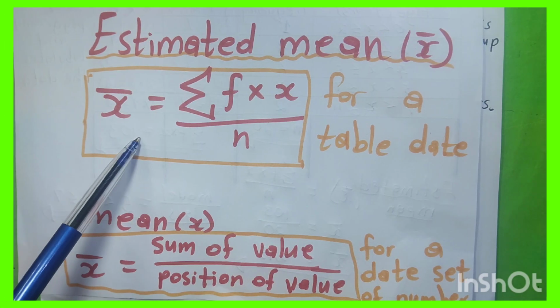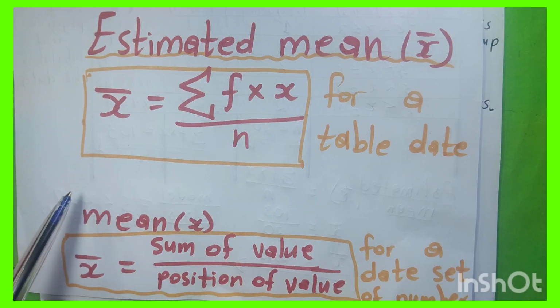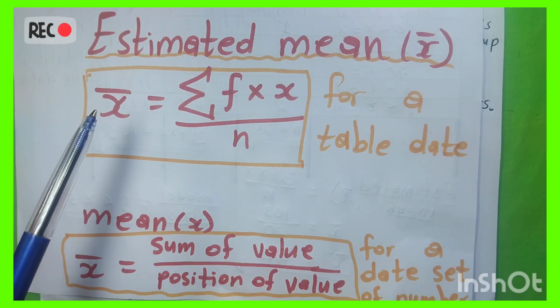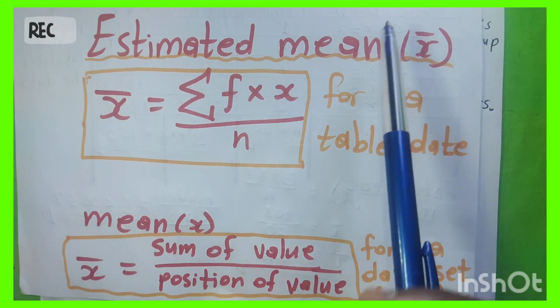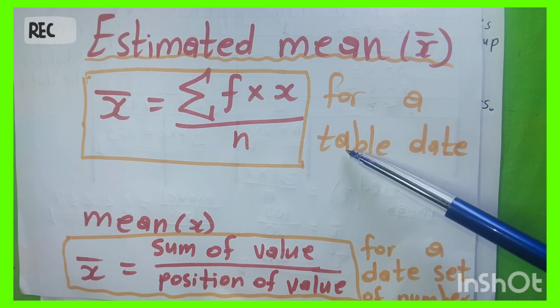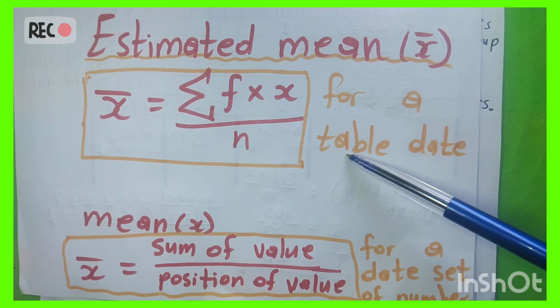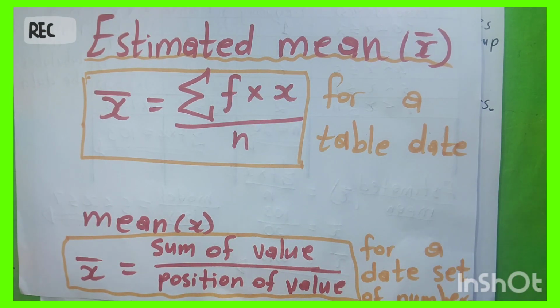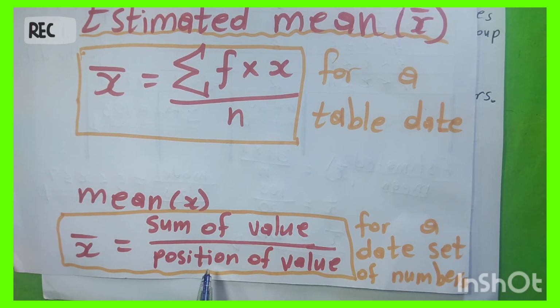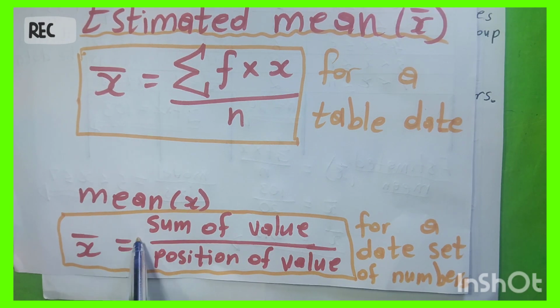Explain these two equations. It will be better if you understand them, because these are the ones you will be dealing with to get the estimated mean. If they give you table data, use this equation. But if they give you a data set of numbers, you will use this equation. And this one has its own lesson.